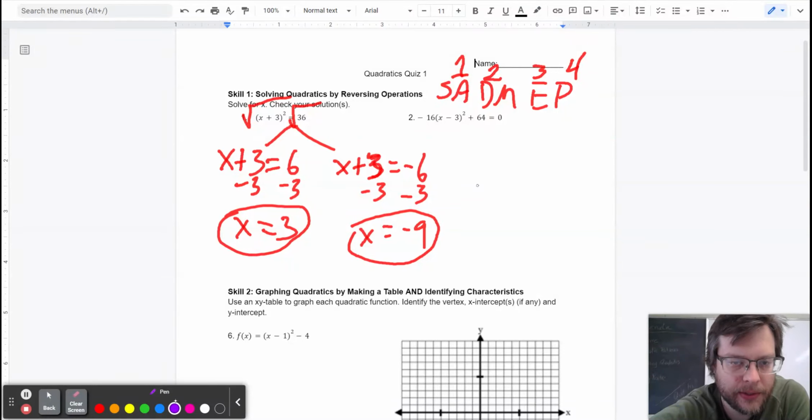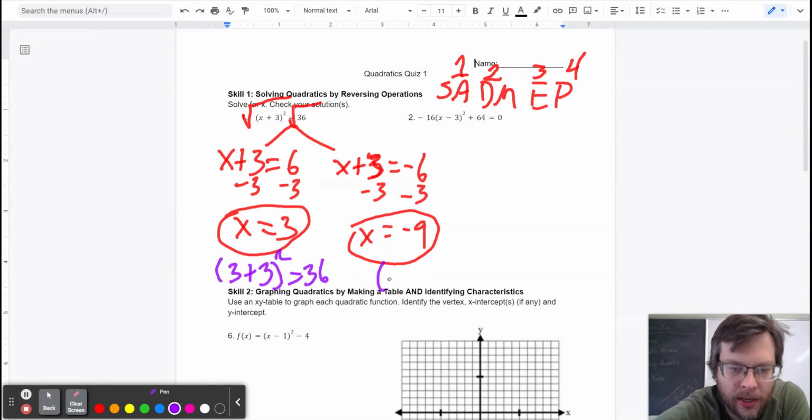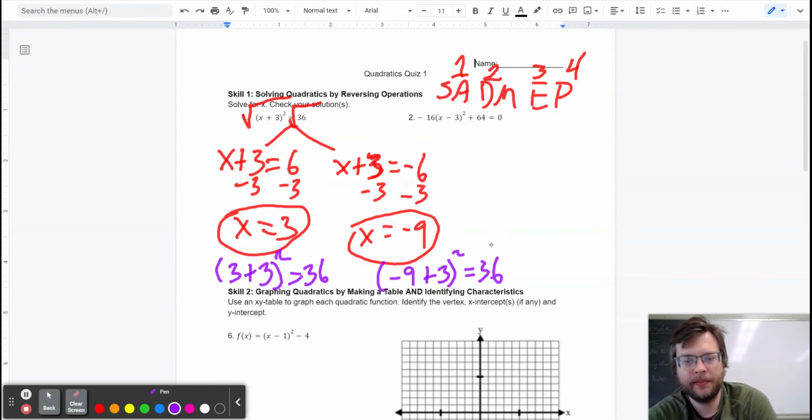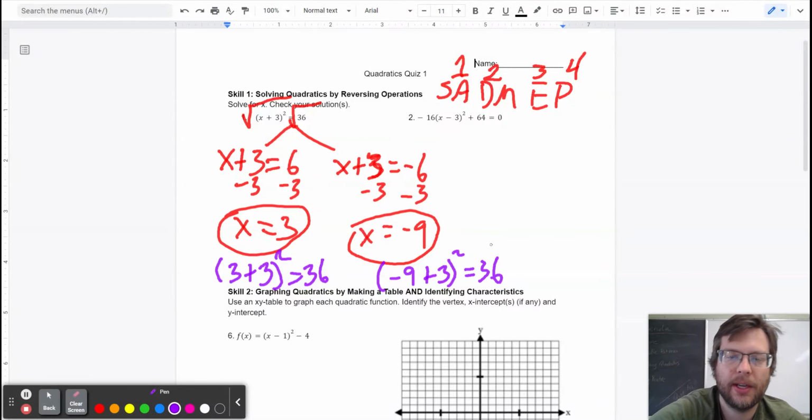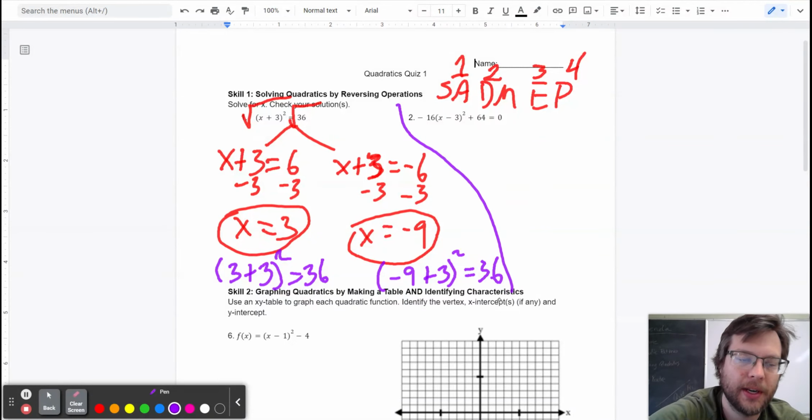If you check your answers, you would just put those numbers back in for x in the original question. So checking, does 3 plus 3 squared make 36? Yep, 3 plus 3 is 6. And then does negative 9 plus 3 squared equal 36? Yep, negative 9 plus 3 is negative 6. And two negatives will make a positive when you multiply them. Moving on to number two.